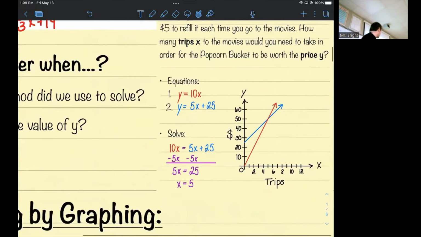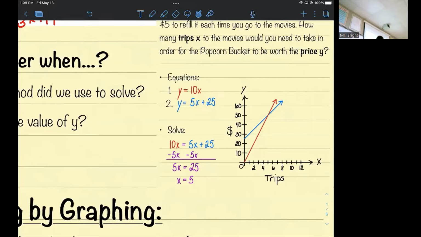So we've decided that if you go to the movies, the intersection right there is at 5. If you go to the movies 5 times in a year, then that's the break-even point. That's when it wouldn't matter either way, whether you're buying a large bag of popcorn every time for $10, or if you just bought the popcorn bucket, you'd be spending the same amount of money. But if you go to the movies less than 5 times, don't buy the popcorn bucket. But if you go to the movies more than 5 times, definitely buy the popcorn bucket. So the blue line represents the popcorn bucket line. That's why it's starting up there at 25. The red line has a steeper slope. It represents the large bag of popcorn.